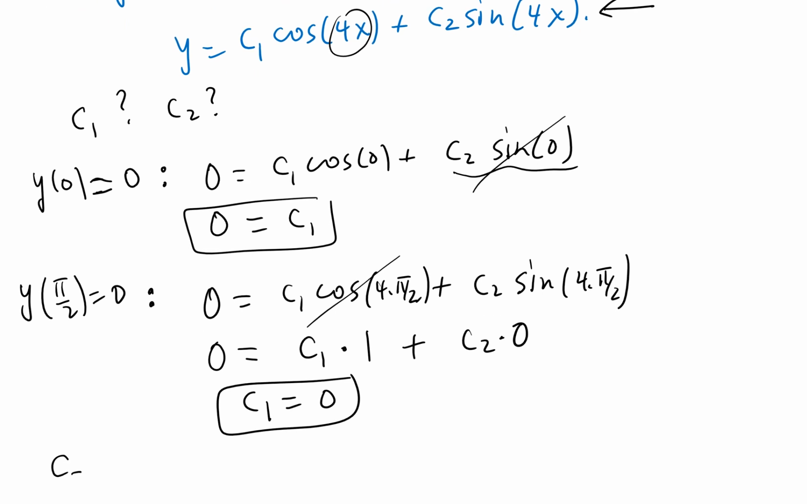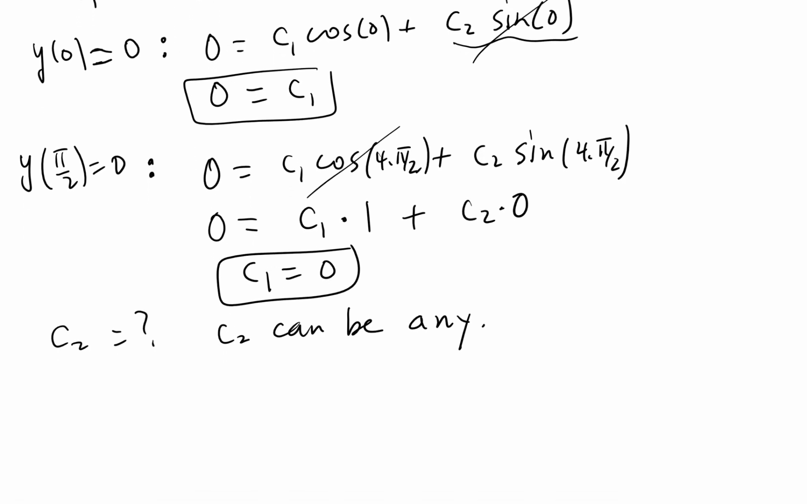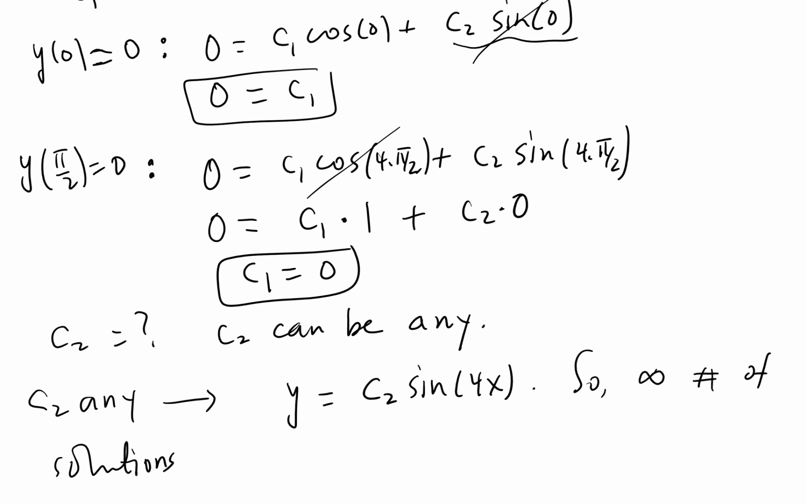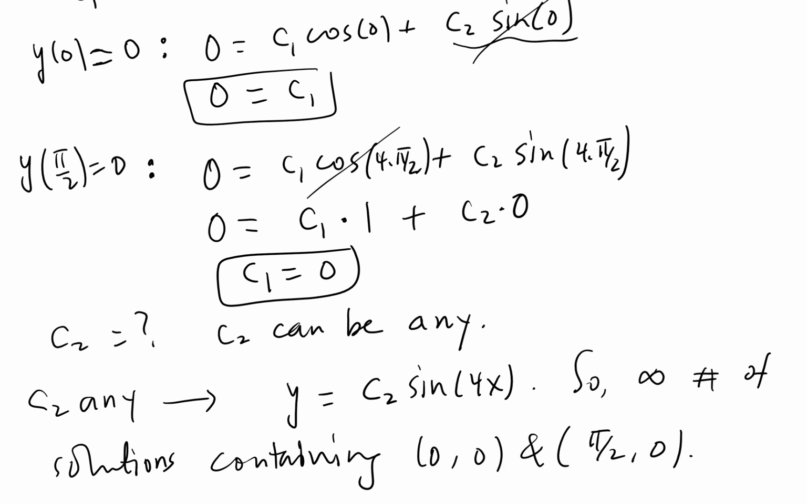So what about C2? What happened to C2? Well, C2 can be any value. That's what this means. So for the solution that we have, since C2 is any and C1 is 0, y comes down to C2 sine 4x, because C1 is 0. So that tells us that there's an infinite number of solutions containing the points 0, 0 and pi over 2, 0. Does that make sense now about the existence of the solution?